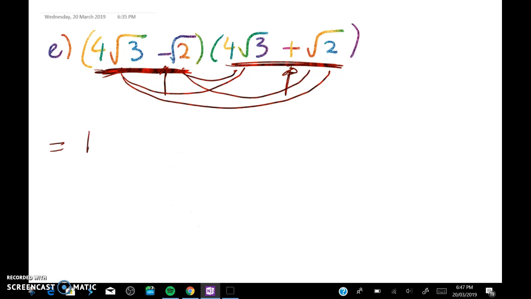So the first two give me 16 root 3 minus 4 root 2 root 3.